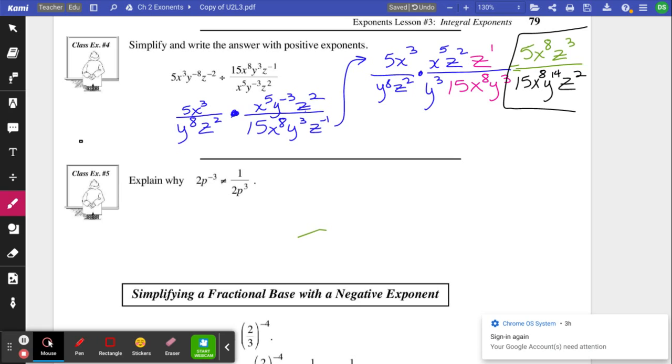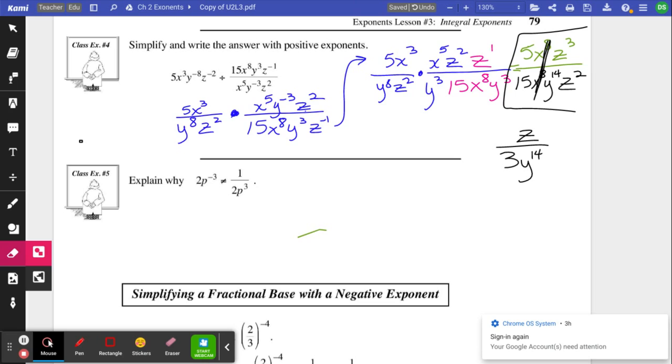The X to the 8s become 1s. There's one on the top, one on the bottom, so they're 1. So this is done. All right, what's 5 over 15? That's one over 3. And there are no other Y's, so he's going to be down there to stay. And the Z cubed over Z squared, 3 minus 2, is 1, positive 1. So all of that big mess turned out to be Z over 3Y to the 14. And you can actually ignore those 1s if you want to.